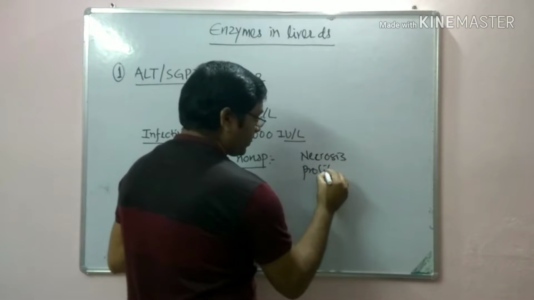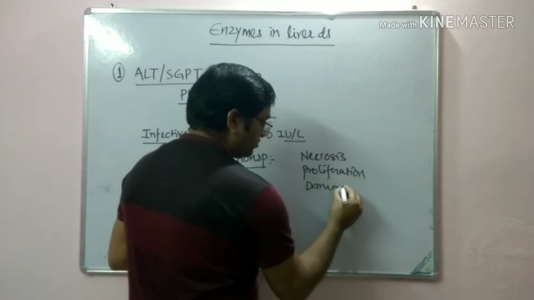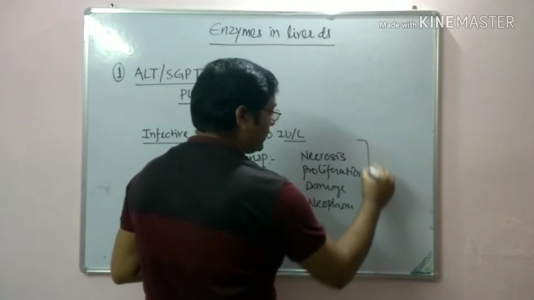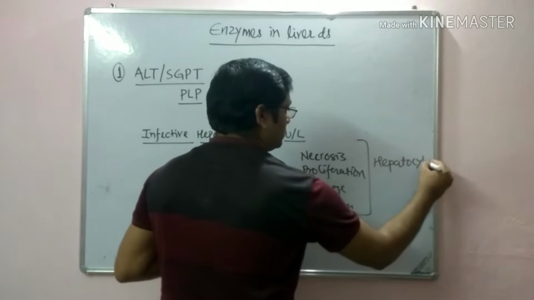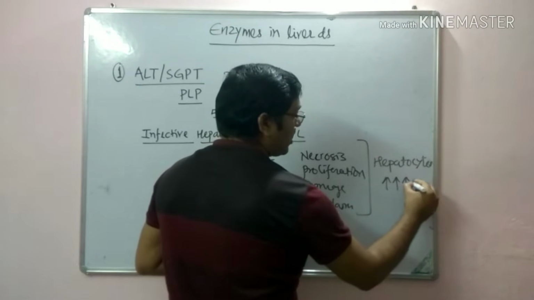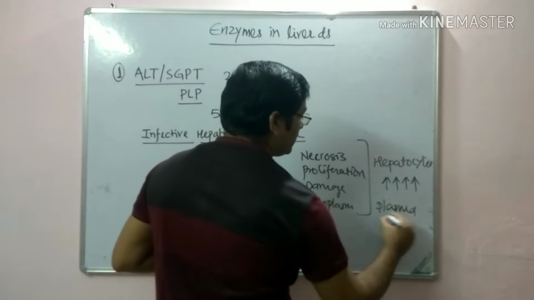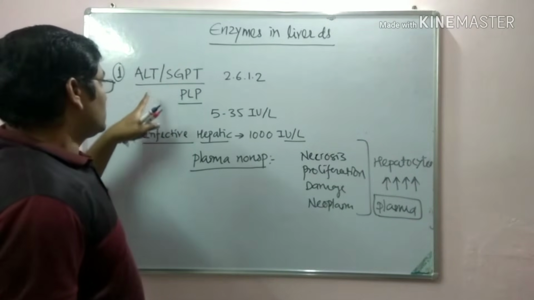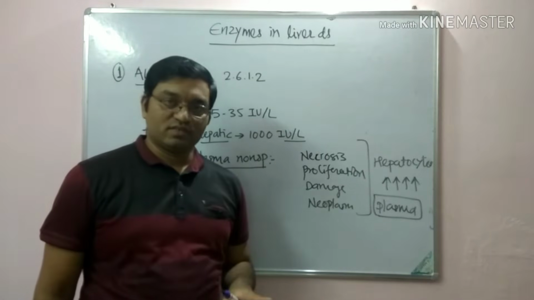proliferation, damage and neoplasm of the hepatic cell, hepatocytes, their concentration in the hepatocyte increases and leaks out into the plasma and is detected. So this is the enzyme which is more specific for the liver diseases.